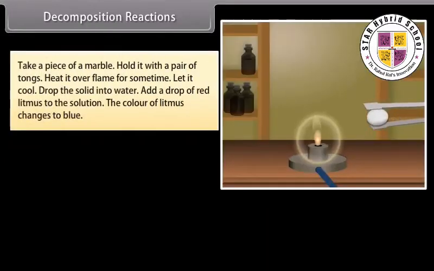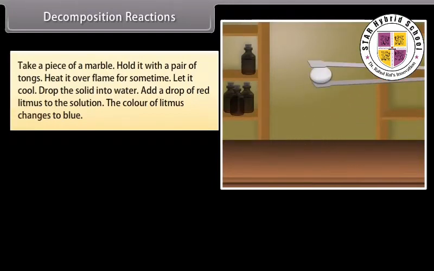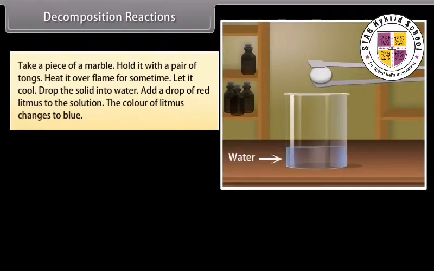Take a piece of marble. Hold it with a pair of tongs. Heat it over a flame for some time. Now let it cool. Drop the solid into water. Add a drop of red litmus to the solution. The color of litmus changes to blue.